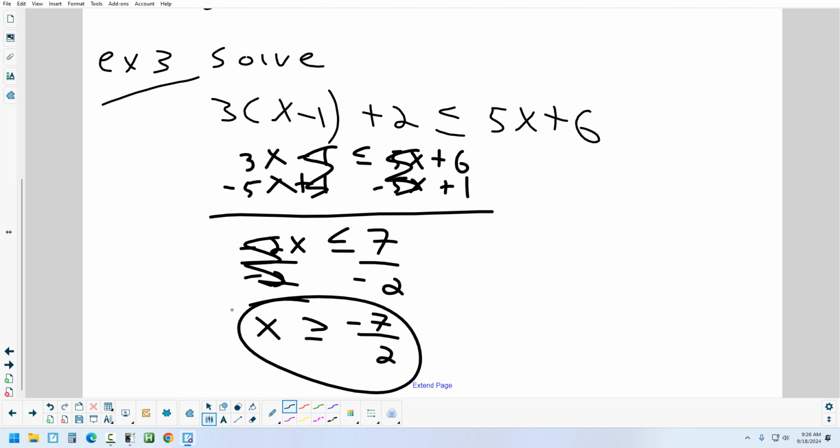If you were going to graph that, changing to a decimal would be easier, so you could see it on a number line. But otherwise, I just leave it as a fraction. Okay. Any questions on that?